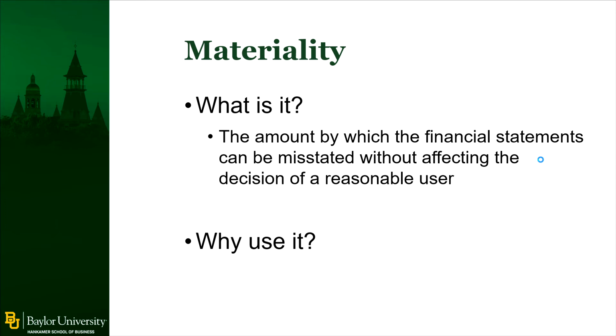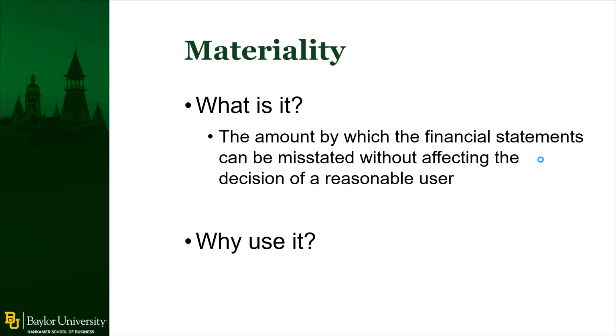First off, this was covered in chapter 1. It is the amount by which the financial statements can be misstated without affecting the decision of a reasonable user of the financial statements. To put this into context, you can think about Walmart. They have hundreds of billions of dollars in revenue, and so a $10,000 transaction to Walmart is likely immaterial. That is not going to change the decision of somebody using those financial statements. But to bring it down, my mom has a small computer software business, and $10,000 to her would be material.